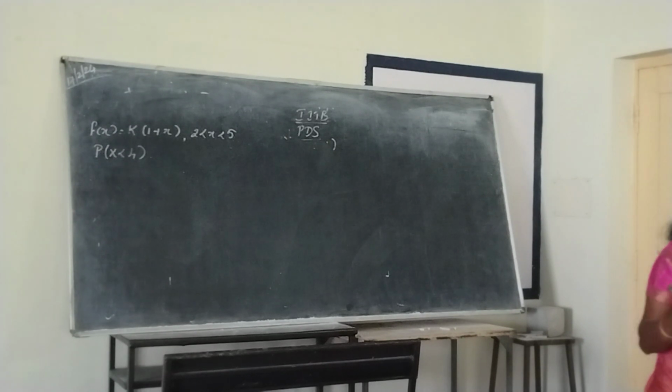Don't look at the symbol and decide whether it is discrete or continuous. To confuse you in the exam, for discrete they may use the symbol f of x, and for continuous they may use the symbol p of x. So don't fix the symbol, it can be changed. Both depend on the probability function. So see the x values.